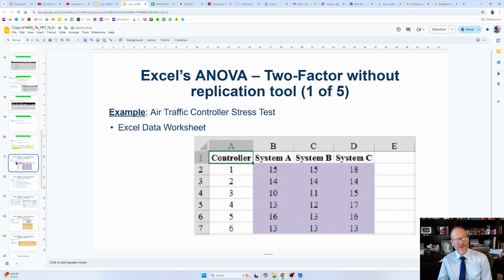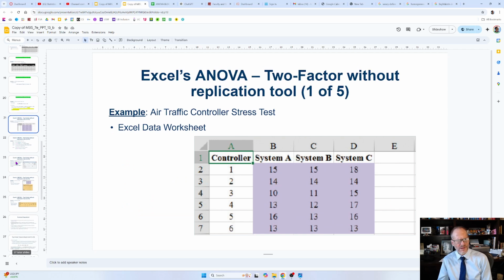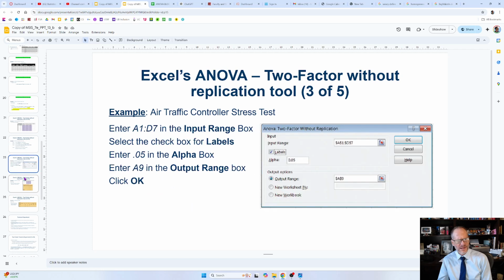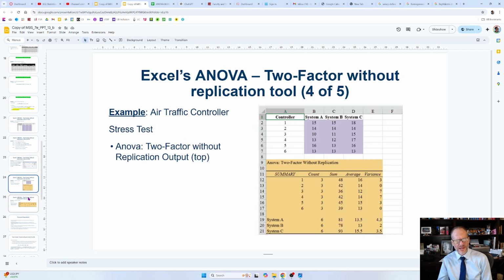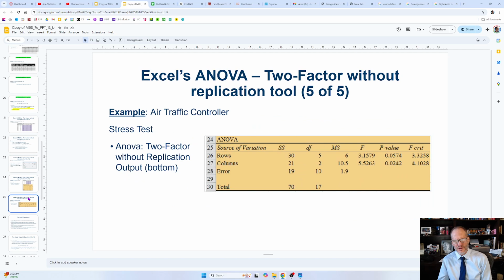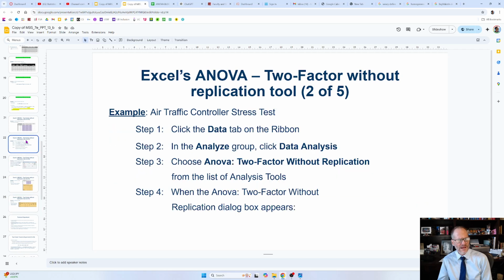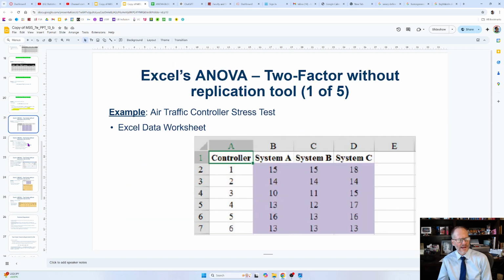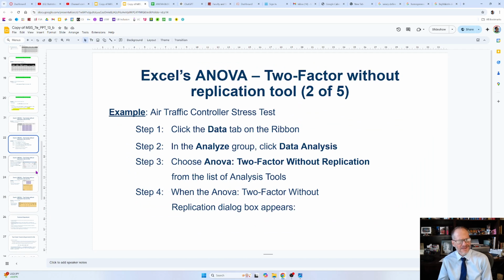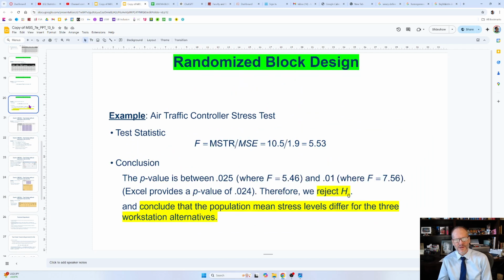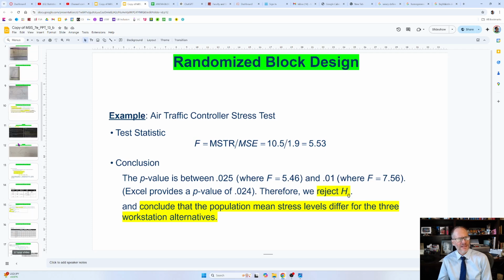And then they provide 2-factor without replication. I'm just seeing if we want to preview any of this Excel stuff. Let's see if this is the same problem. I'll figure this out and decide if I want to show it to you after this video. All right, that's how the textbook presents randomized block design, which I think is kind of confusing.